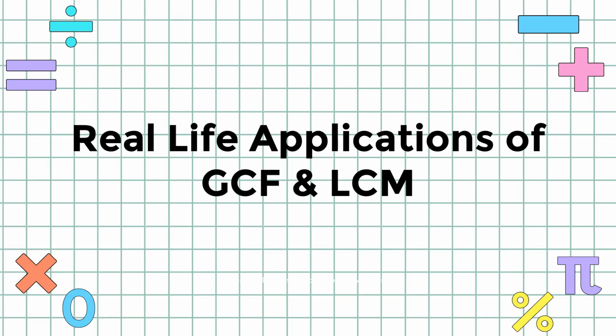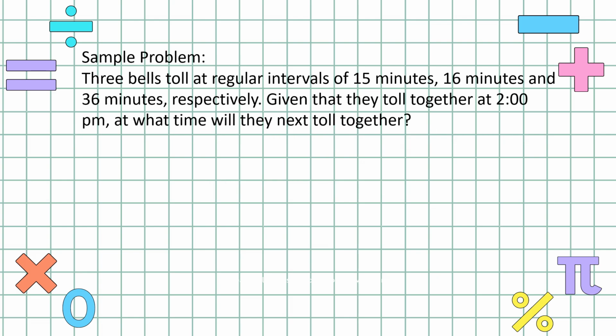Hi there, so today we're going to learn how to solve some real-life applications of GCF and LCM. Let's do it. Now here's our first problem. Three bells toll at regular intervals of 15 minutes, 16 minutes, and 36 minutes respectively. Given that they toll together at 2 p.m., what time will they next toll together?